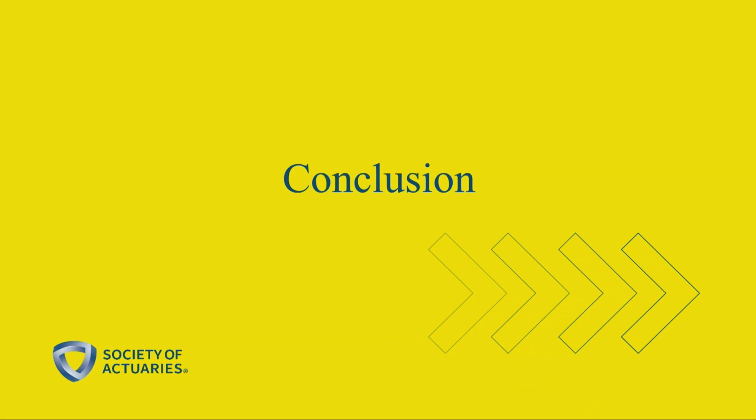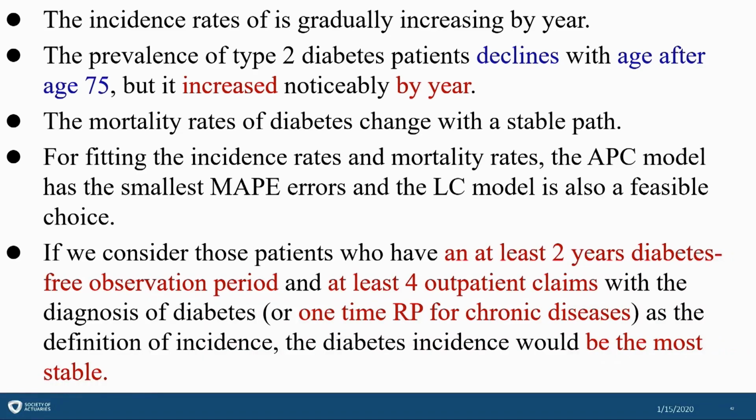Let's move to the conclusion. The incidence rate is gradually increasing by year. The prevalence of type 2 diabetes patients climbs with age after age 75, but its increase is noticeable by year. The mortality rate of diabetes changes at a stable pace. For fitting the incidence rate and the mortality rates, the APC model has the smallest MAPE. And the Lee-Carter model is also a feasible choice.